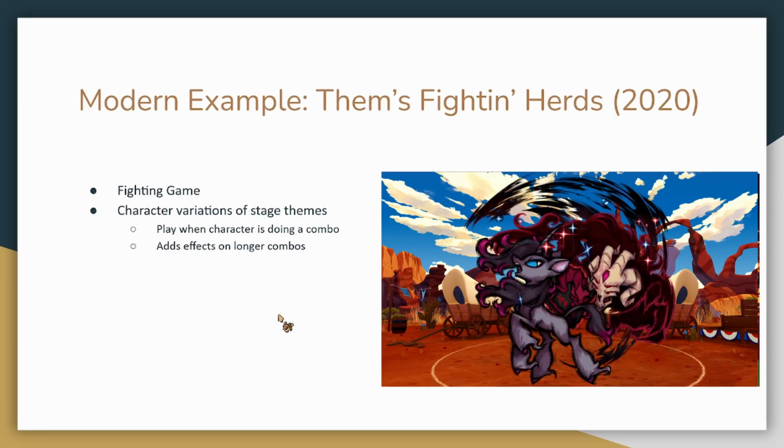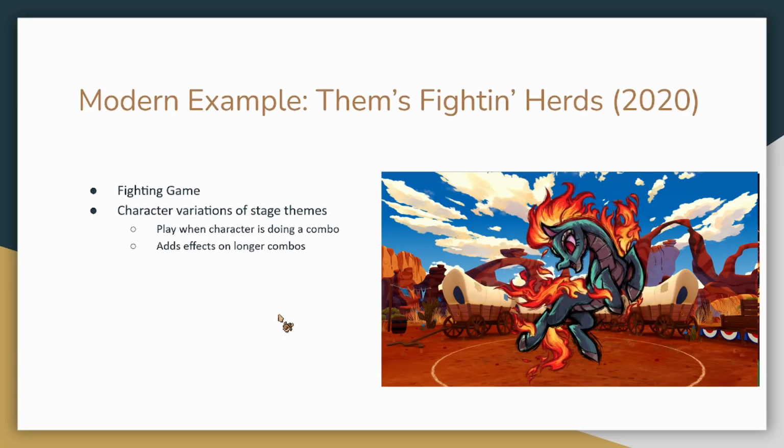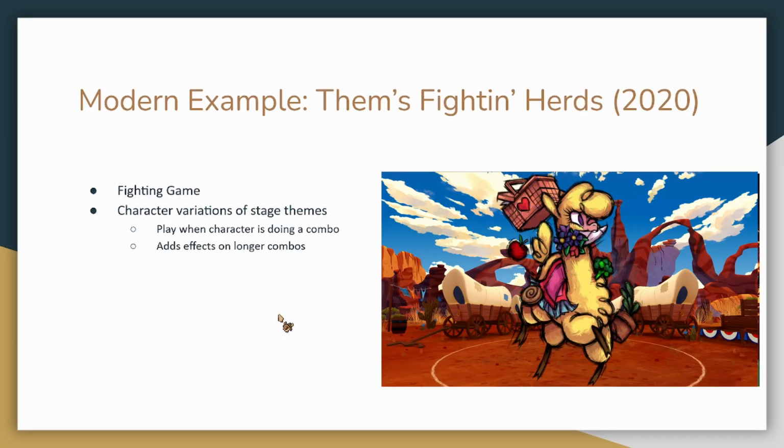Basically, there was a character variation for every stage theme that would play both during their intro, and it would play when the character was doing their combos. And as the combo grew longer, it would add effects onto the actual music that was playing. I have playing in the background a little mashup of a few of the characters from my favorite stage theme, Texas Stage.